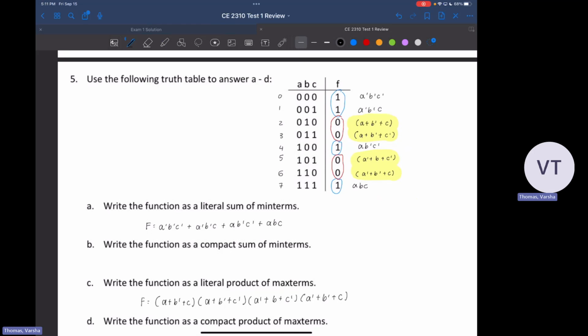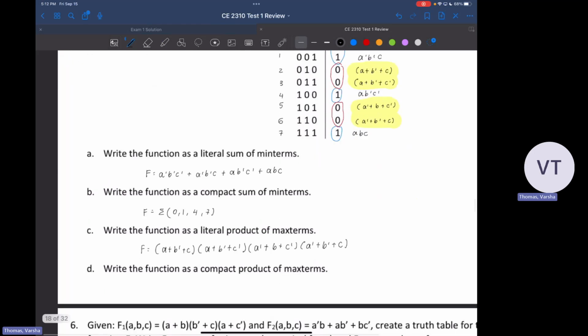Okay, so we're doing compact sum of minterms, which I said is the summation, because we're in sum of products. Summation. And we're going to look at which decimal numbers our output is equal to 1. So we have at 0, our function is 1, so we're going to put a 0. We have at 1. We have at 4 and 7. So I basically put the numbers that correspond to the blue color.